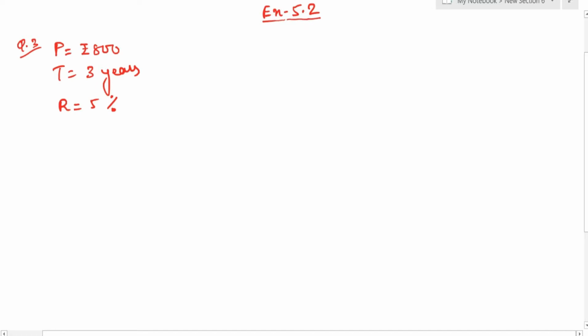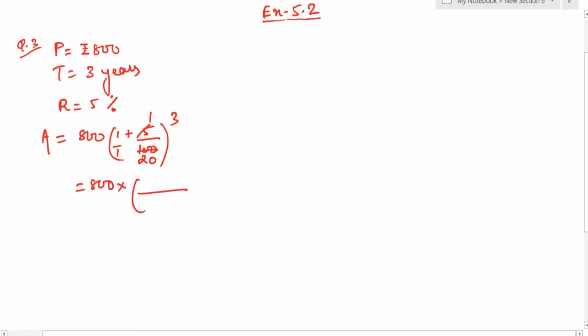Now question number 3 is, principal is rupees 800, time is 3 years and the rate is 5%. We need to find out the compound interest. Before knowing compound interest, we should know what is amount. You know the formula of amount? Principal into (1 plus rate by 100) whole to the power n. Now this will become 5 ones are 5, 5 twos are 10, 5 zeros are 0. Here it is nothing, meaning 1. So this will become 800 into 20 will be the answer. 20 ones are 20 and 1 ones are 1. So this will become 800 into (20 plus 1 is 21 by 20) whole cube.